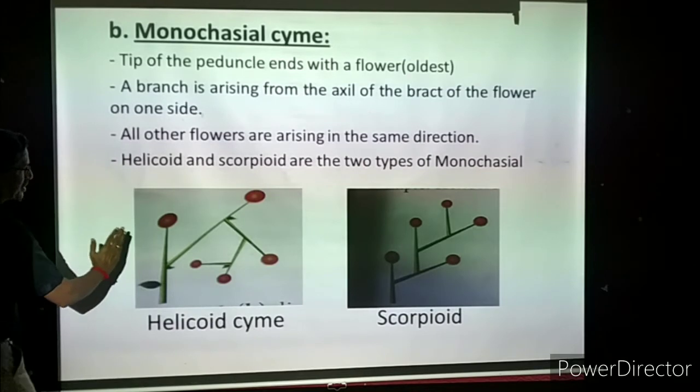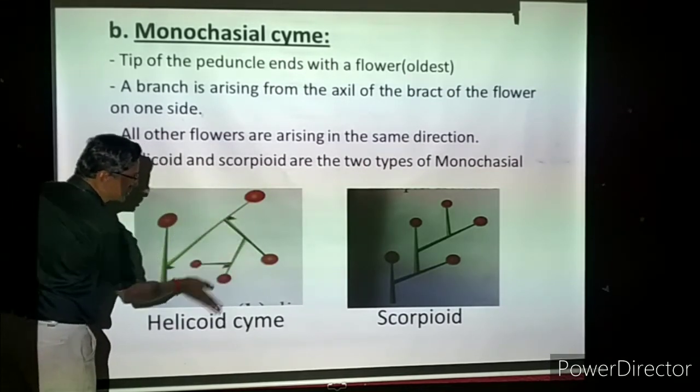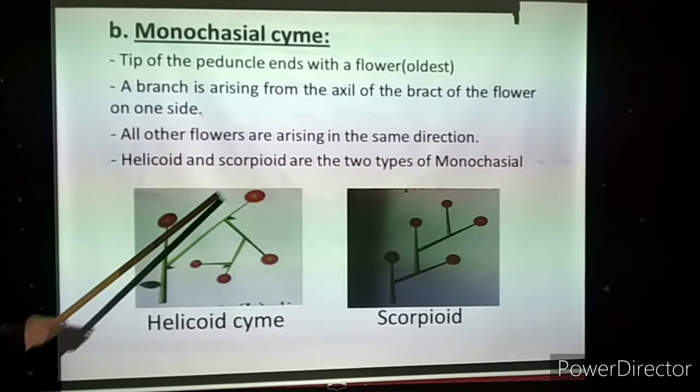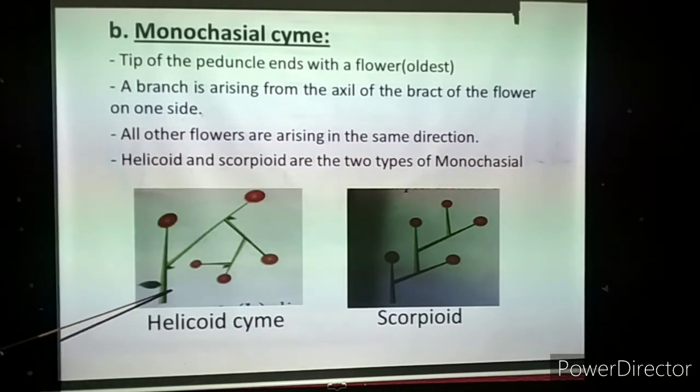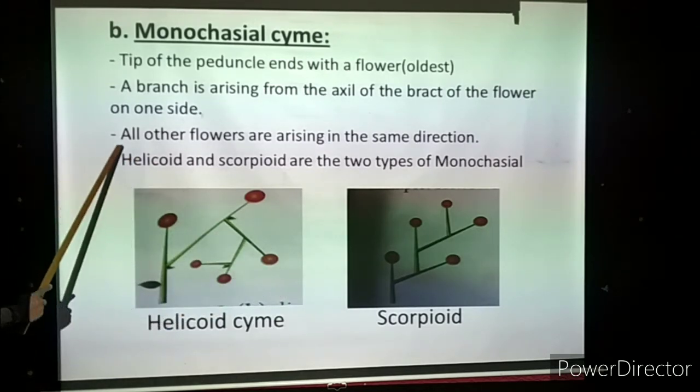Now, if the first flower is arising on the right hand side to us, in all the branches the flowers will be present on the right side only. That is the same direction. Sometimes it may be the left side. The first branch will be on the left side, again one flower. Next branch is on the left side, one flower. Again one will be on the left side. So either that side or this side the branch will be present.